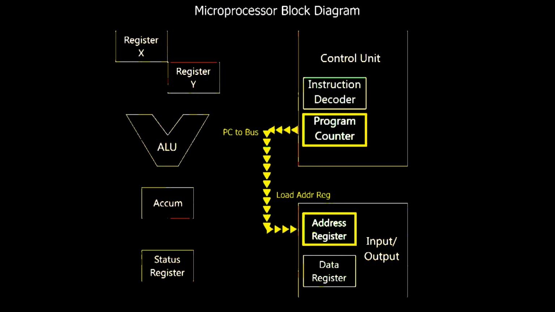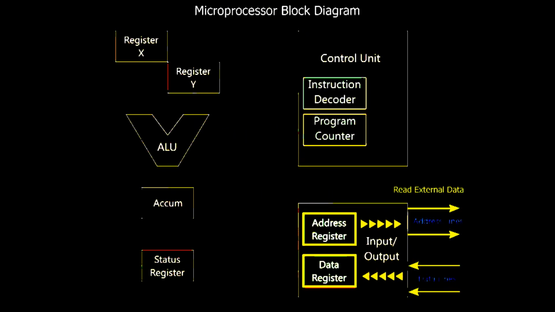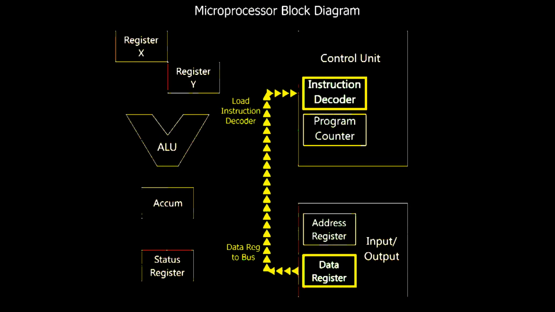First, the value in the program counter is put onto the data bus. At the same time, that value is read into the address register. Then the I/O unit is asked to read the instruction. The address that came from the program counter is put onto the external address lines, and the new instruction is stored in the data register. We then put the instruction in the data register on the data bus, and it's read into the instruction decoder.